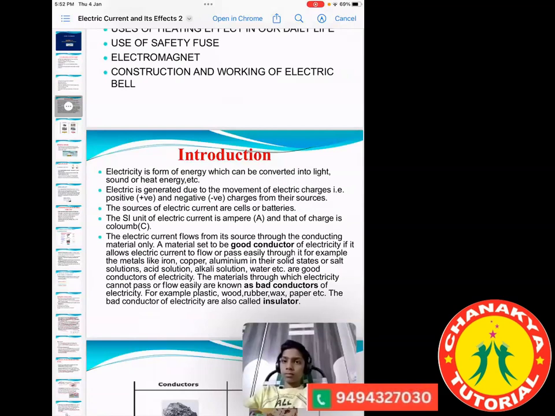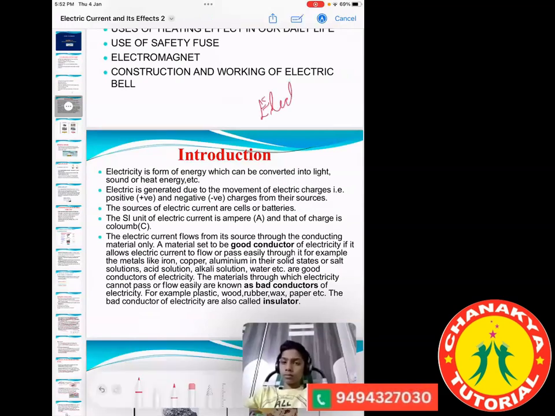So when we talk about electric current, basically we also talk about electricity, right? So how do we get electricity? In the form of electric current. And electricity is a form of energy, like light is a form of energy. In the same way, electricity is also a form of energy, and it can be converted into light, sound, or heat.